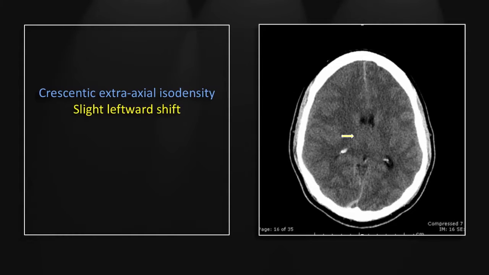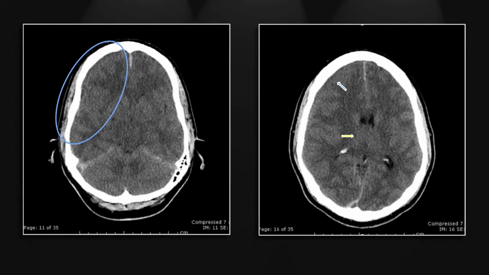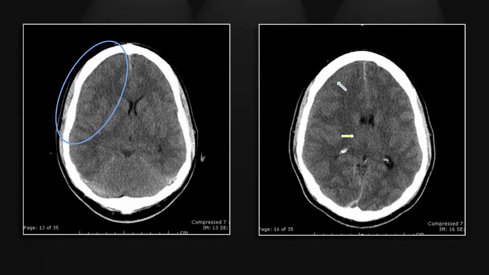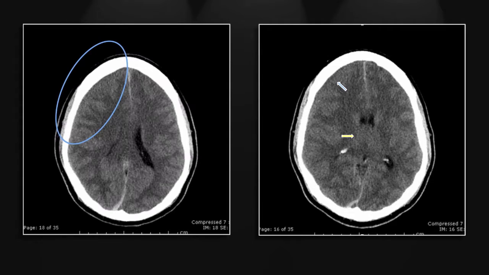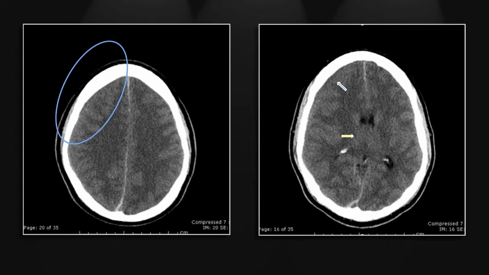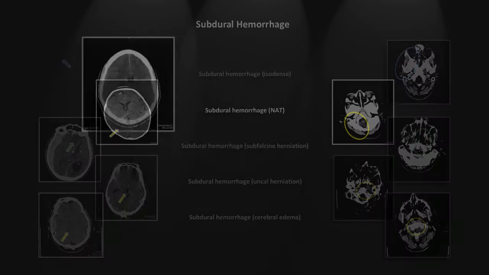This is a relatively straight CT scan, and so this slight leftward shift of midline structures also should help call your attention to the presence of a space-occupying lesion. On cine images, you can appreciate that that crescent of isodensity overlies the entirety of the right frontal cortex. So that is an isodense subdural hemorrhage, the bane of the existence of all emergency radiologists.